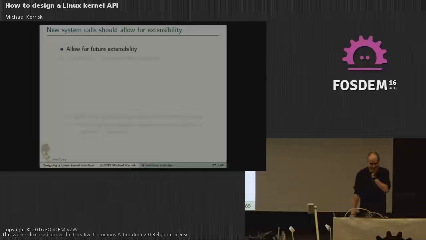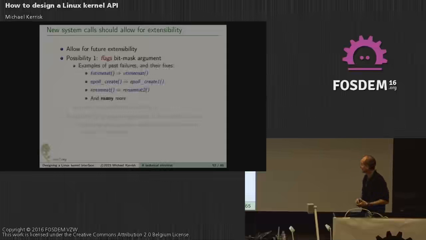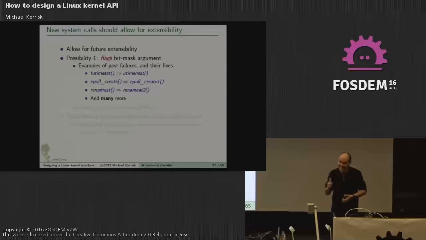There's a few technical best practices, though, now that have become established. One is that system calls should allow for extensibility. This usually means having a flags bit mask argument where you can set bits in the future to say, hey, now the system call does something new. You might say this seems fairly obvious, but it wasn't obvious in the past because we've had repeatedly this kind of pattern where we had the system call without the flags argument, and then we had to invent another one with the flags argument.